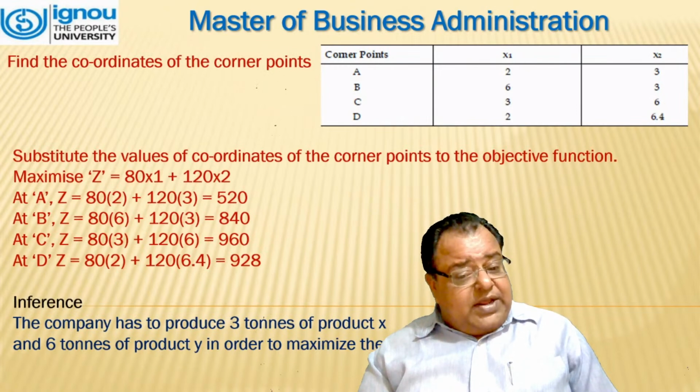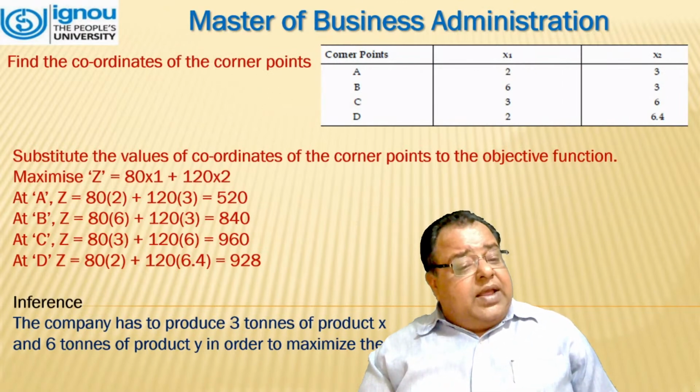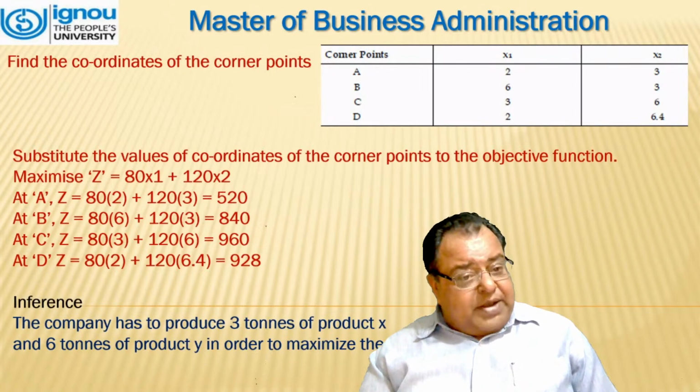So we have to see which value is the maximum. Here we can see that 960 is the maximum value. That means if the company produces 3 tons of product X and 6 tons of product Y, the profit will be maximized.